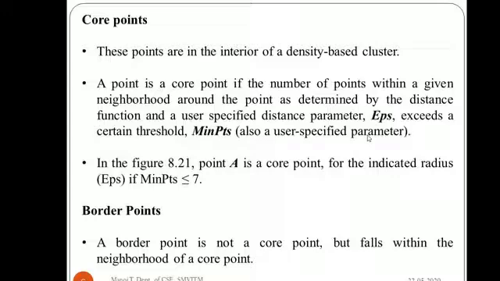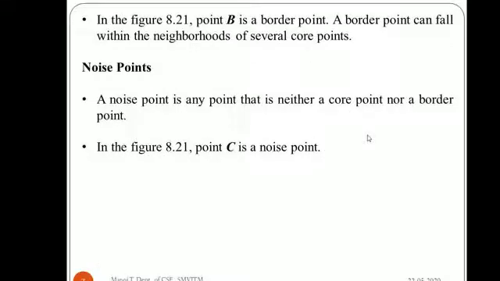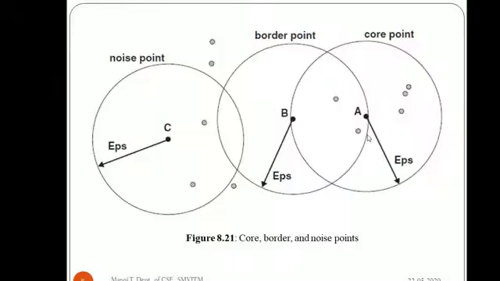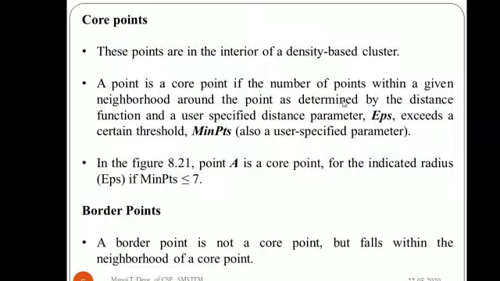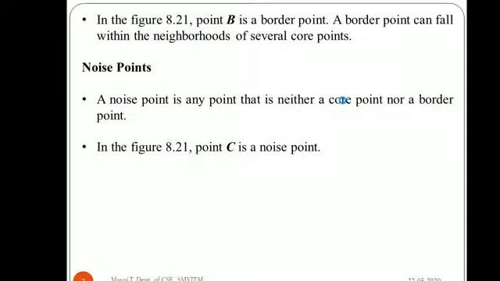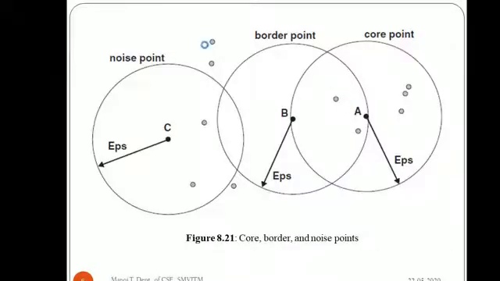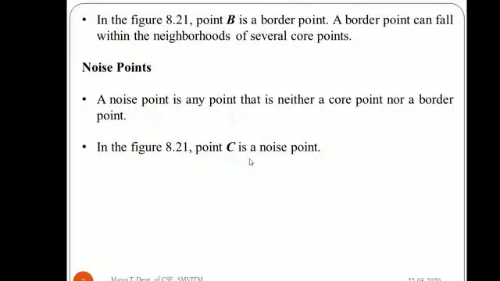Next we will see what we mean by a border point. A border point is not a core point, but falls within the neighborhood of a core point. In figure 8.21, point B is a border point, since it is in the neighborhood of a core point. Noise points: a noise point is any point that is neither a core point nor a border point. In the figure, point C is a noise point. It is neither a core point nor in the neighborhood of a core point. That's why C is considered a noise point.